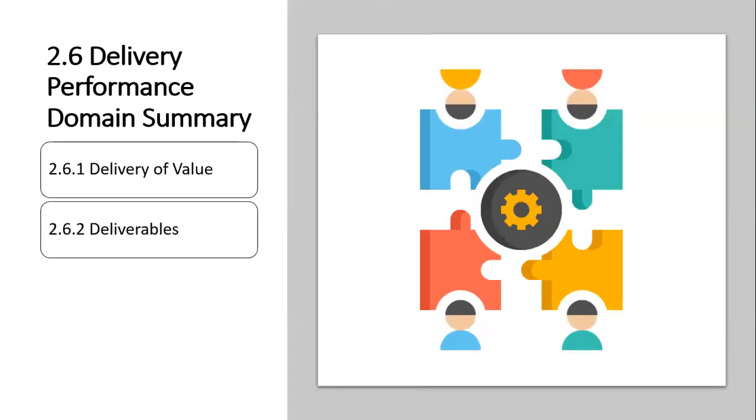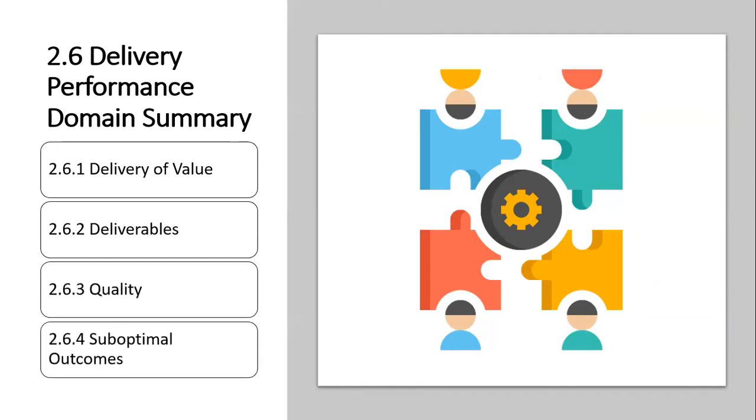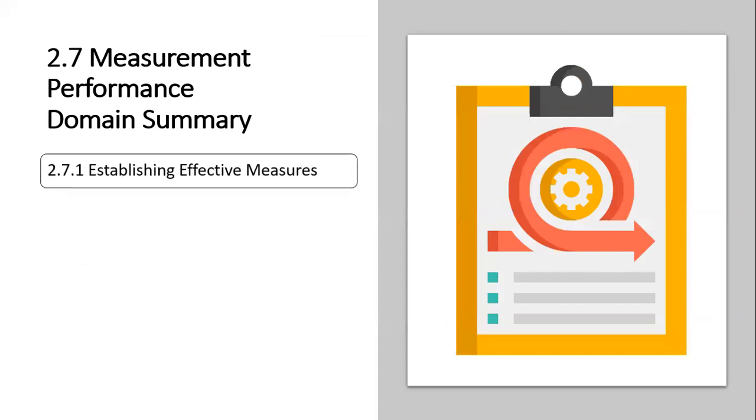In the delivery performance domain, we're very focused on the delivery of value. If it's not value, we don't do it. Remember the value delivery system. It's all about delivering value and benefits, and that leads us to the outcome we're looking to achieve. Along the way, we talk about deliverables, we talk about outcomes, quality, suboptimal outcomes, not ideal outcomes, but what can we do with that? We can learn and we can do better next time.